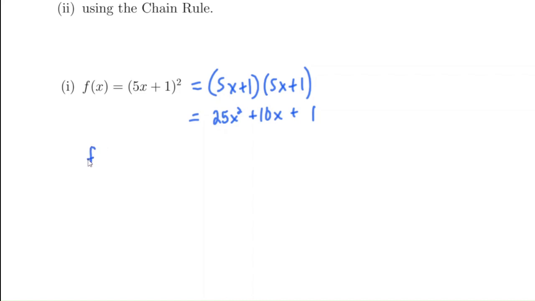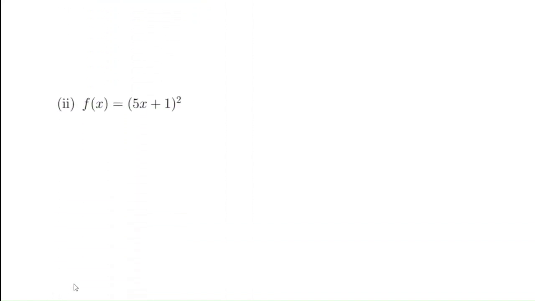Now, what is the derivative? Well, the derivative is going to be 50x plus 10. Okay, the derivative of this polynomial is just 50x plus 10. So again, what we did is just FOILed this out, and so we simplified it ahead of time and then took the derivative. Now, what would we get if we used the chain rule?